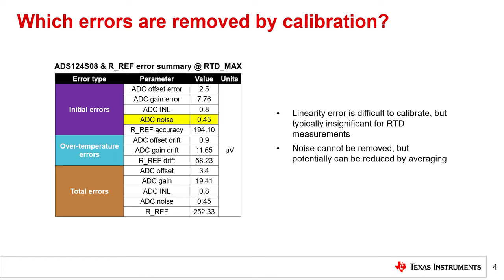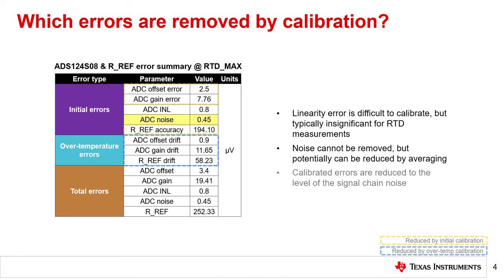ADC noise is inherent to the device and cannot be removed by calibration. Averaging multiple samples can help reduce noise in some cases. Please see the Precision Labs series on ADC noise for more information about noise mitigation techniques. The remaining offset and gain error sources can be reduced by the calibration process, though only to the level of the signal chain noise.